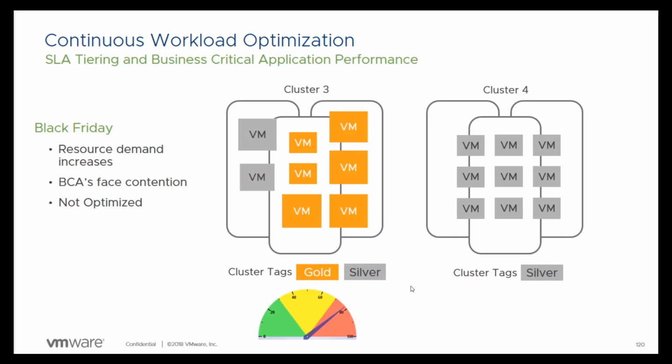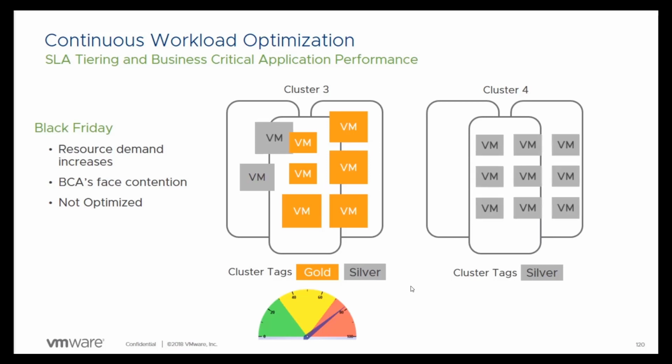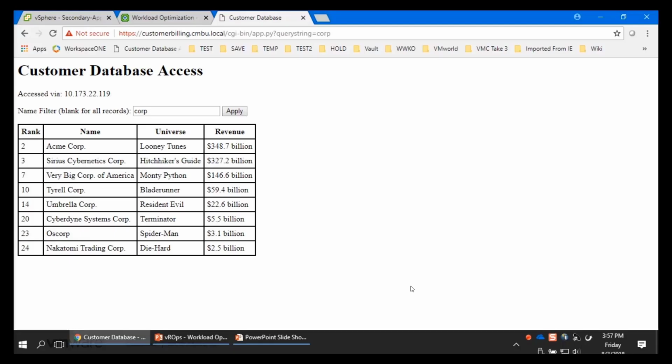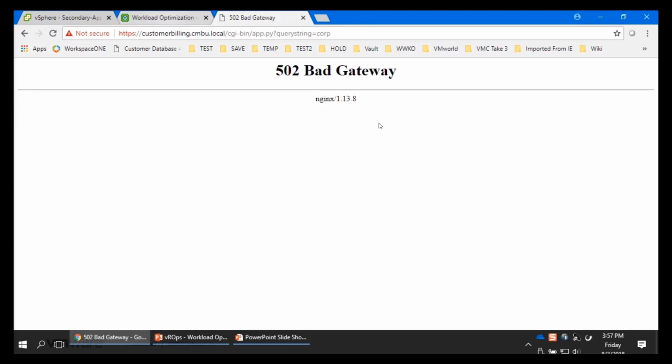What I need vRealize Operations to do, of course, is to balance out the environment again by pulling off at least one of those silver VMs and make space for the gold business critical app VMs. In fact, if you go and look at my customer database application and hit apply, I'm already having a problem reaching it. So the contention is bad enough in that environment that I'm unable to reach, in this case, it looks like the application server.